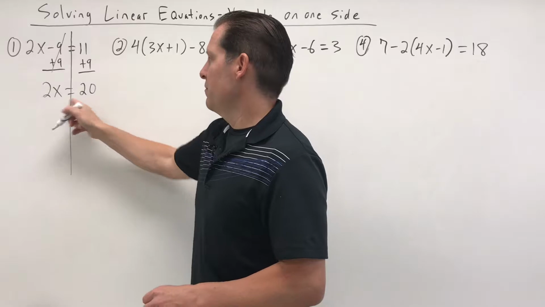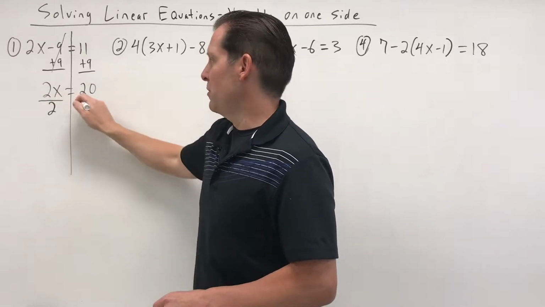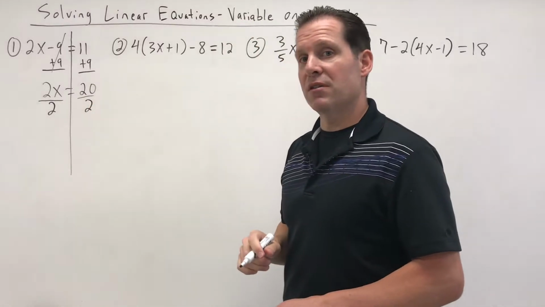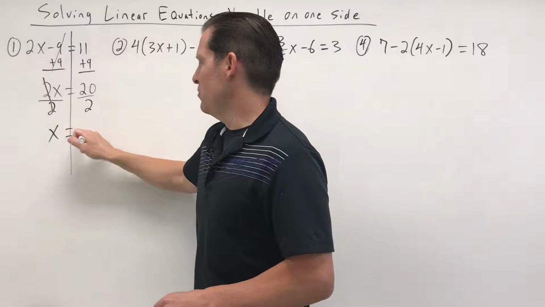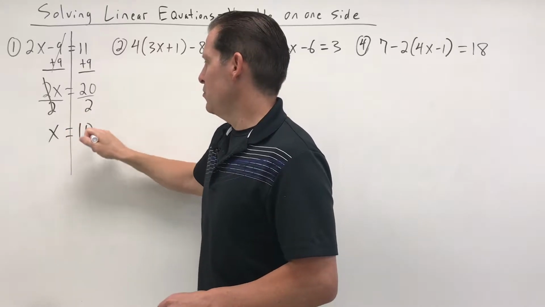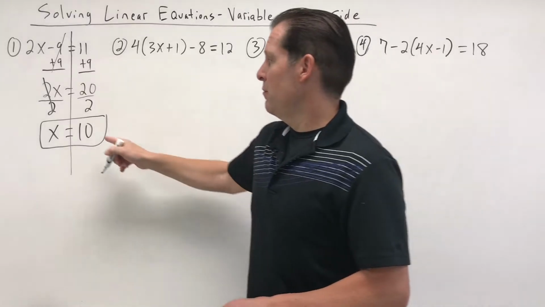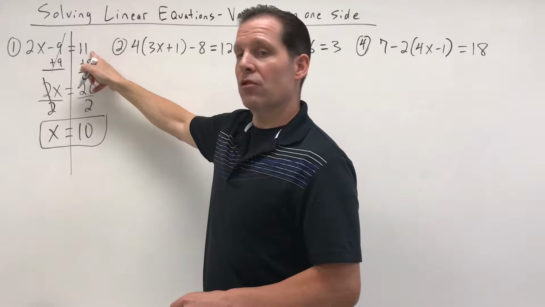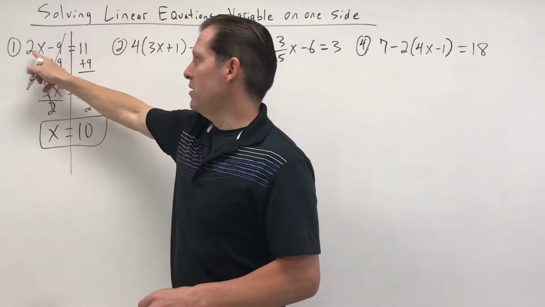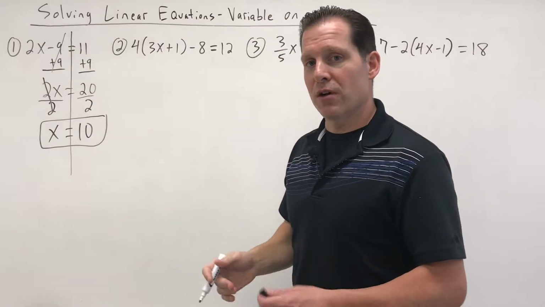Now here, I'm going to divide by 2 because this is 2x, which is multiplication. I divide by 2 on both sides, and then that becomes 1x is equal to 20 divided by 2, which is 10. And of course, you can always check your answer by plugging it into the original and making sure the left side is equal to the right side. If I plug in 10 here, 2 times 10 is 20, minus 9 is 11, and 11 is equal to 11, so I know it is correct.